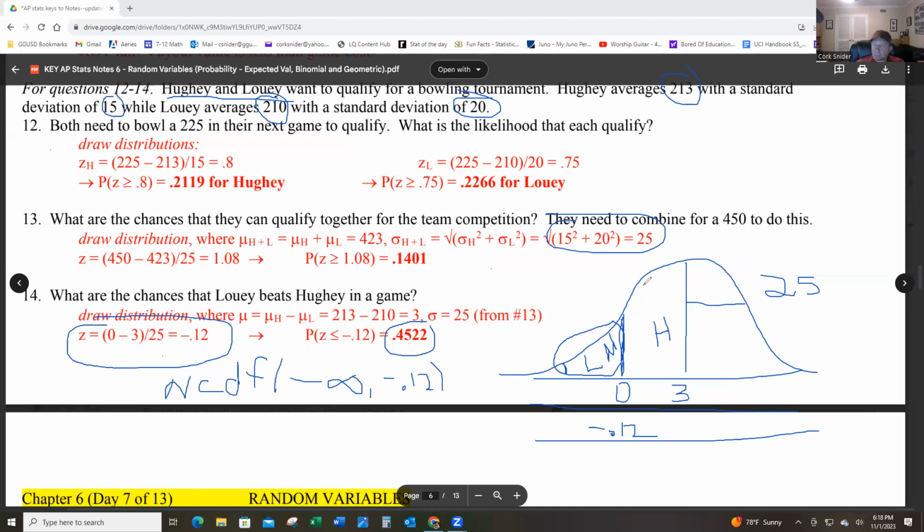Okay. I should have moved it over. It's probably right about there. That's a little bit better drawing of that. Okay. It's a very small z-score. So very, very small negative anyways.